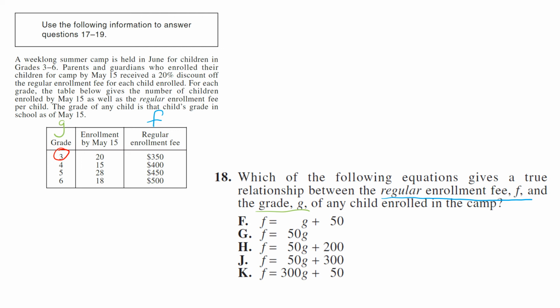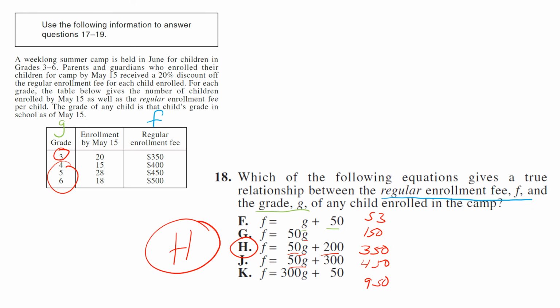So if we have 3 plus 50, well, that equals 53, not 350. What about 3 times 50? No, that equals 150. All right, 3 times 50 is 150, plus 200, that's 350. Let's just double check to make sure we don't have to use one of the other numbers as well. That's going to be too much because that's going to end up being 450. And then that's going to end up being 950. So the only one that gives the relationship truly is H. And using the answers on that one makes it a lot easier.